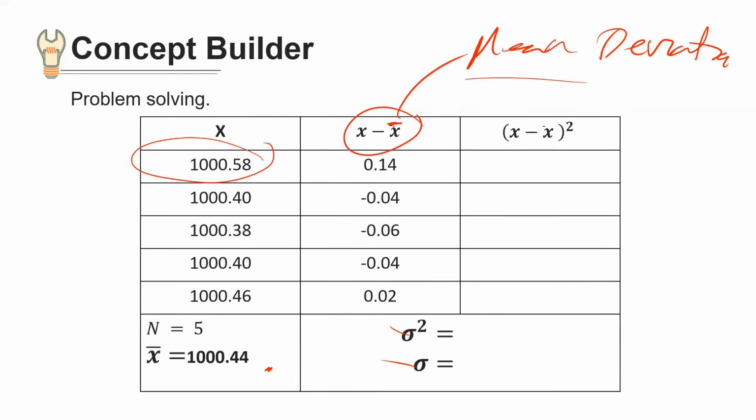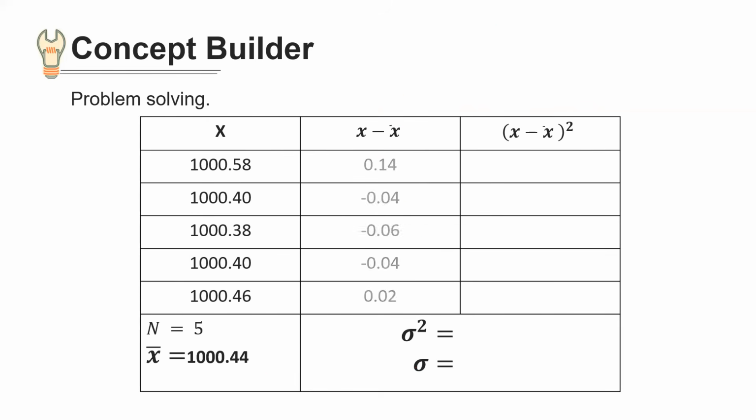And then solve for the squared mean deviation. To get the squared mean deviation, just simply square these values. So 0.14 squared is equal to 0.0196 and so on.